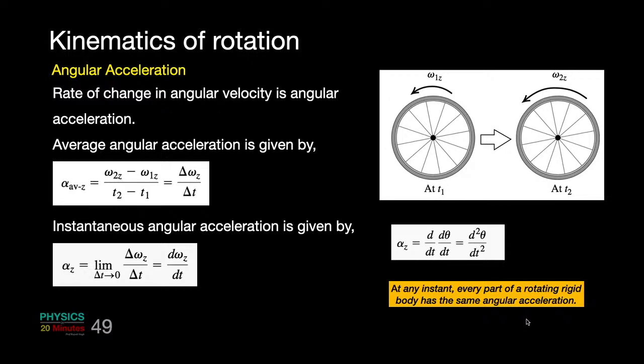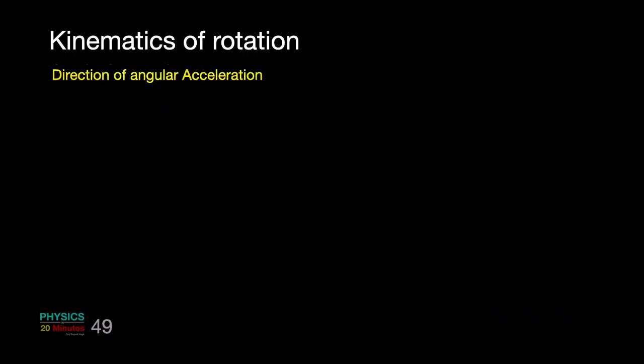What will be the unit of angular acceleration? The unit of angular acceleration is omega's unit divided by time. Omega is radian per second already, divided by one more second. So it is radian per second square. Do remember that. How do we sense the direction of angular acceleration?